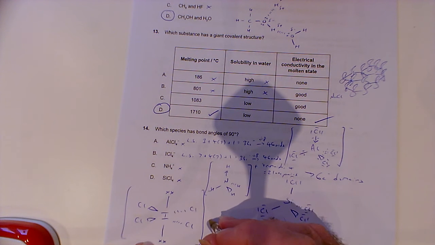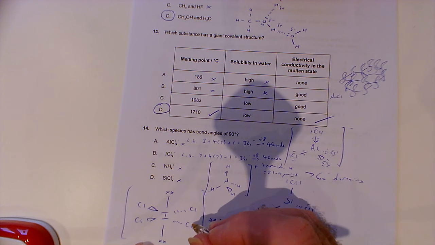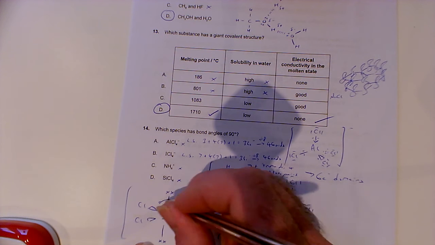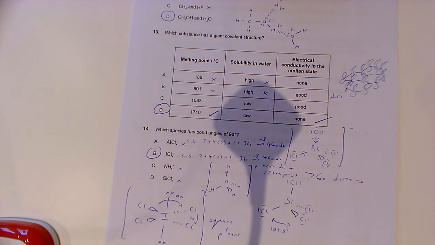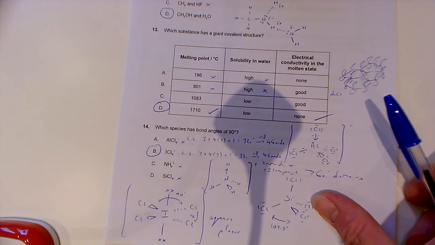So the actual shape we see is square planar. And basically that's a bond angle of 90 degrees, as is this around the back there, 90 degrees. So this is our answer here. Okay.